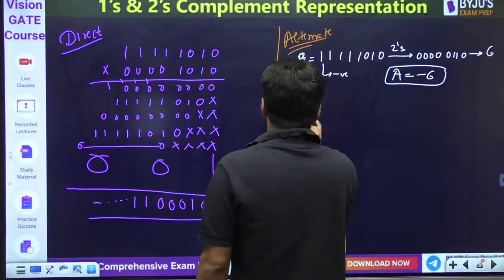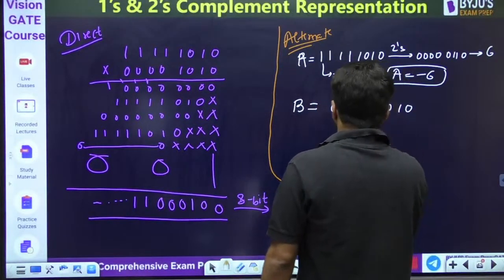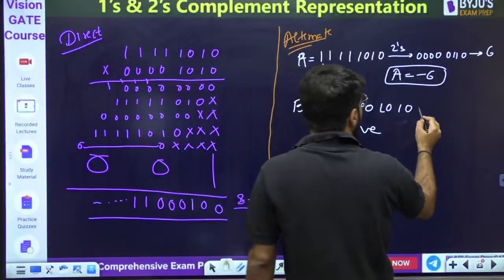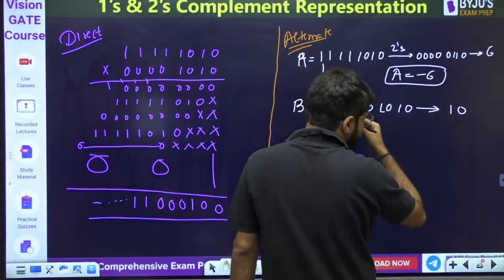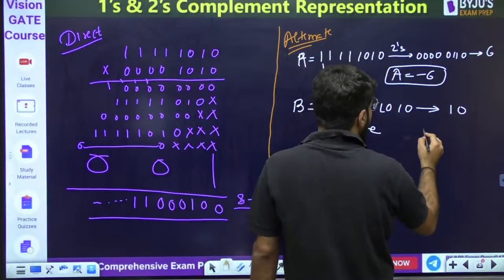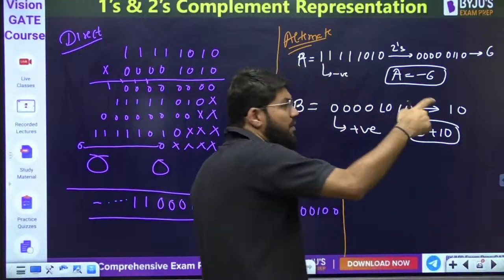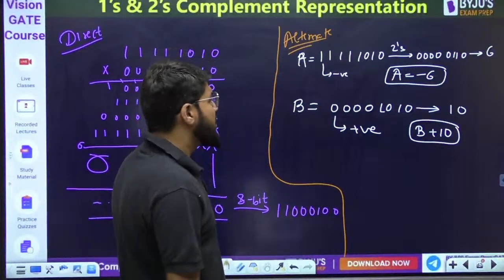Then B. What is the B number? 00001010. It is a positive number, MSB 0. What is its decimal value? 1010 is 10 when you convert to decimal, 2 plus 8 basically. So B is positive 10. Because it was a positive number, I did not take any complement.